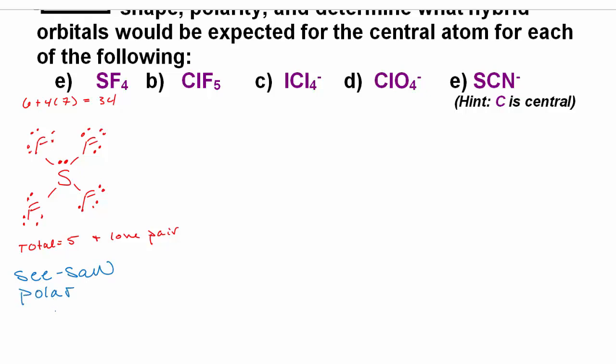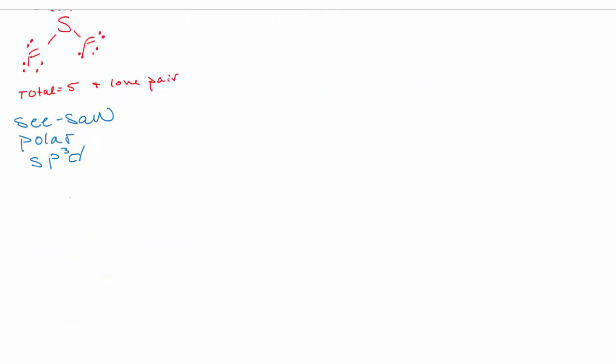To figure out the hybridization of that sulfur atom in the center, the total has to be 5. So I have sp3, that only adds up to 4, I need 1 more, D. Here's my hybridization. So for molecular shape, draw trigonal bipyramidal first. That's the total.